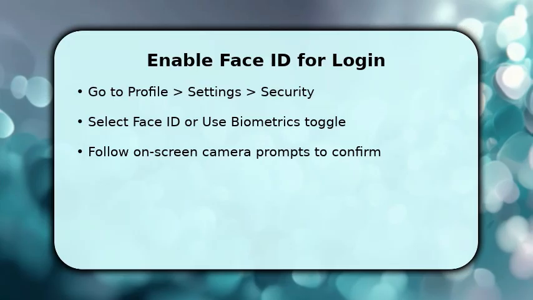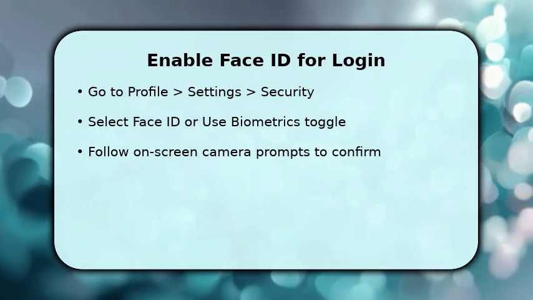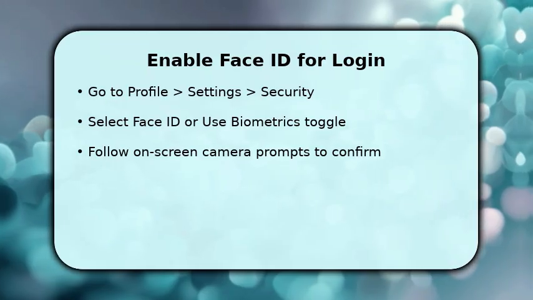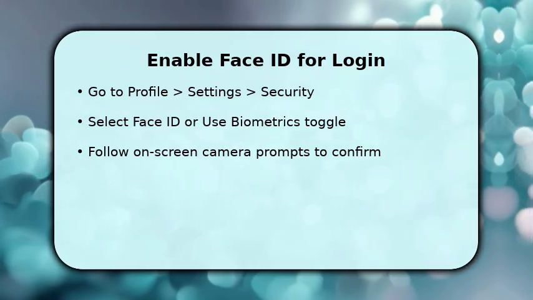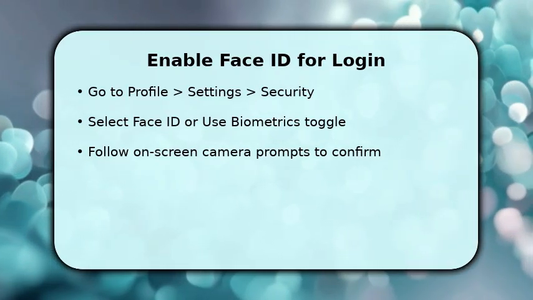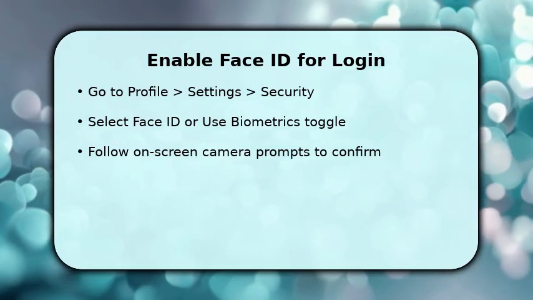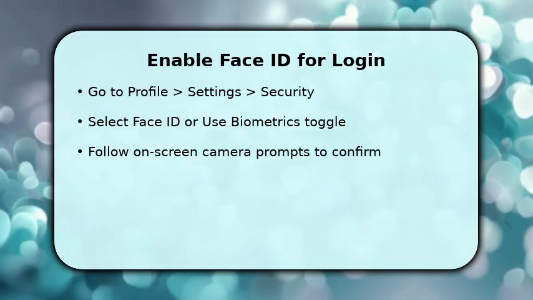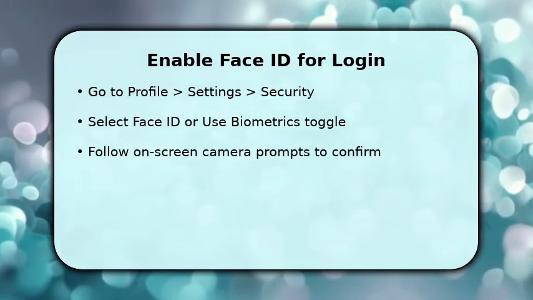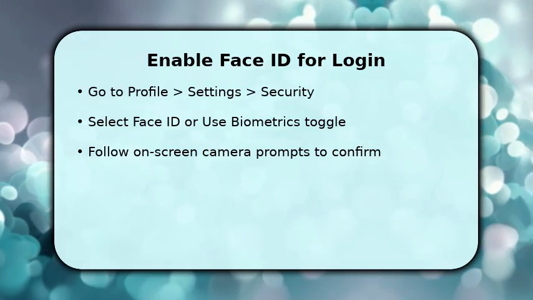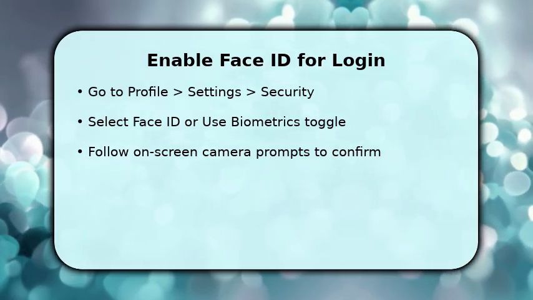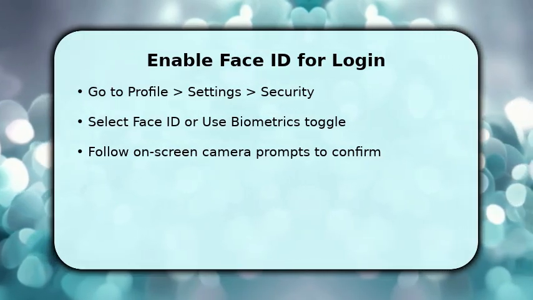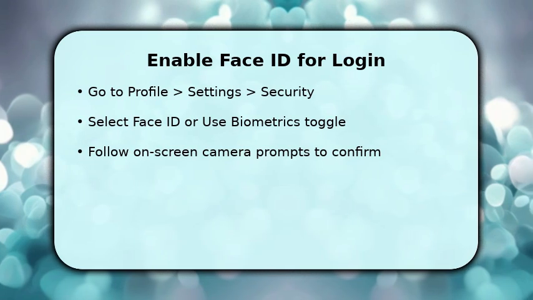Next, go to your profile, tap Settings, then Security to find biometric options. This is where Instagram controls Face ID use. Tap the Face ID or use Biometrics toggle and follow the camera prompts. Position your face and allow the brief scan. You're authorizing Instagram to use the system-level Face ID, not sharing face data with the app directly, which preserves privacy. Once the camera confirms your face, Instagram will advertise Face ID for quicker logins and for approving sensitive actions.